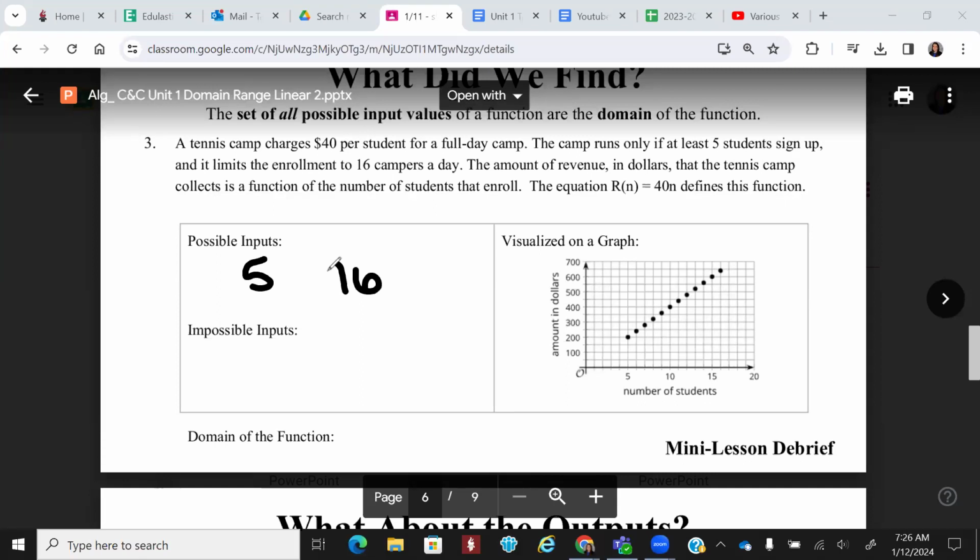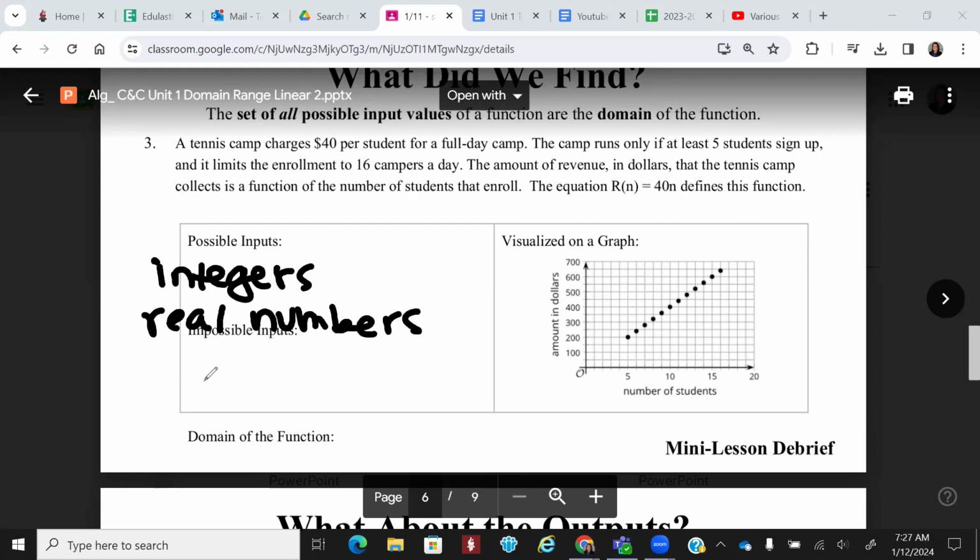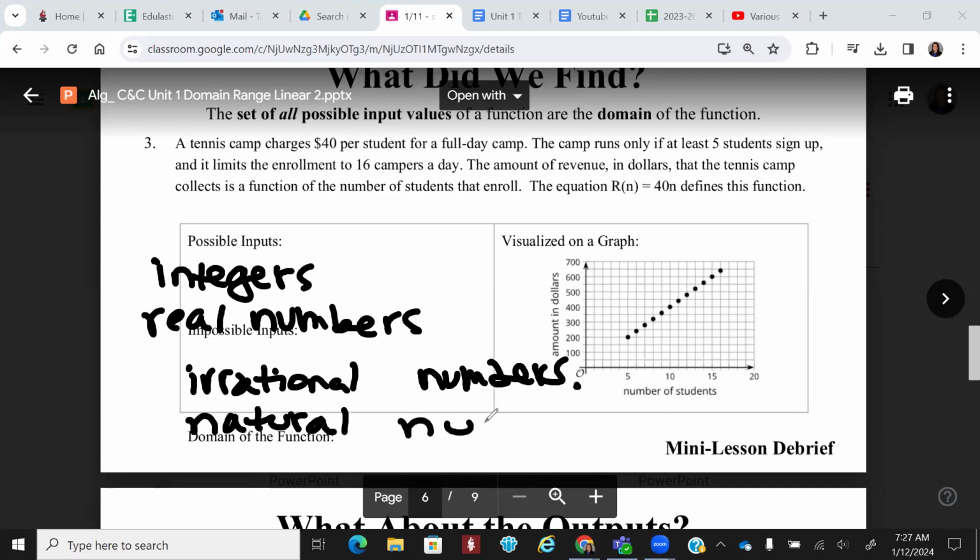Now, my question to you, 5.5 is in between 5 and 16, right? Now, can I plug in 5.5 students? No. So it would have to be whole numbers, right? Okay, back in the day, you learned about words such as integers, real numbers, irrational numbers, and natural numbers.